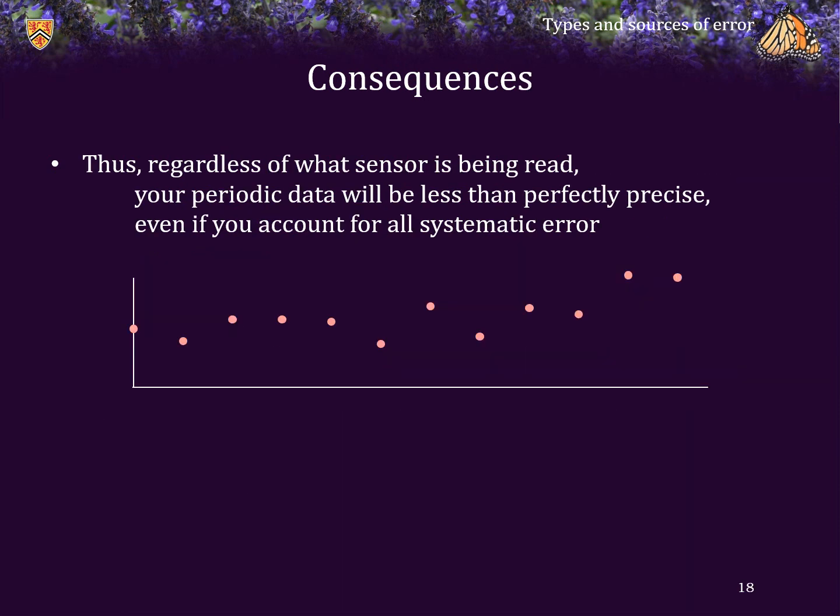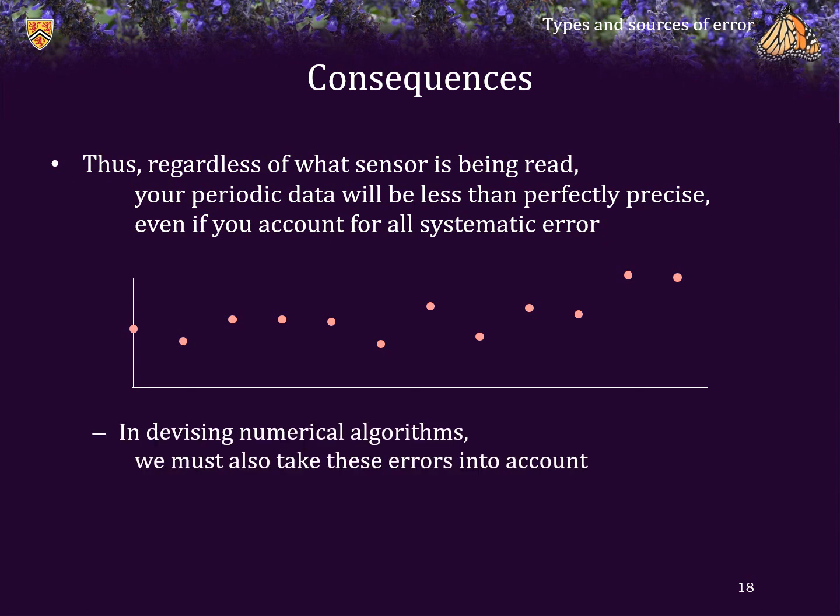Consequently, regardless of what you are reading, you are going to be periodically sampling a sensor, and those measurements are going to be less than perfectly precise, even if you account for all systematic errors. You now have data that looks like this, and you have to interpret this not with a human being looking at it and observing, oh yes, there tends to be a trend upwards, but instead you must be able to detect and respond to such trends in mathematical algorithms.